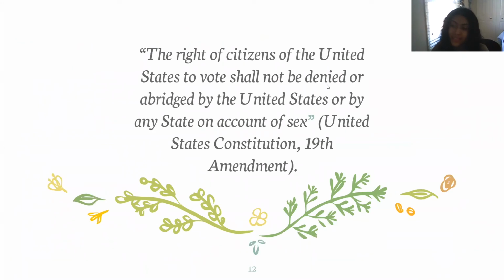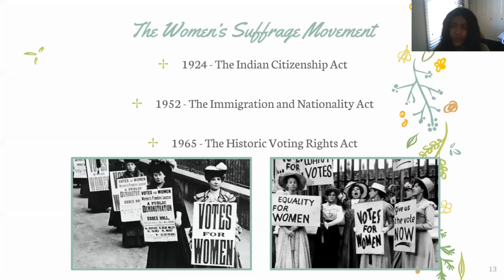The 19th Amendment declared that the states or the federal government could not deny a person the right to vote based on their gender. This allowed for all white women to have the right to vote. However, colored women still did not have suffrage. The ratification of the 19th Amendment did not mean equality for all women. Sadly, it took much longer for women of color to have rights and suffrage.